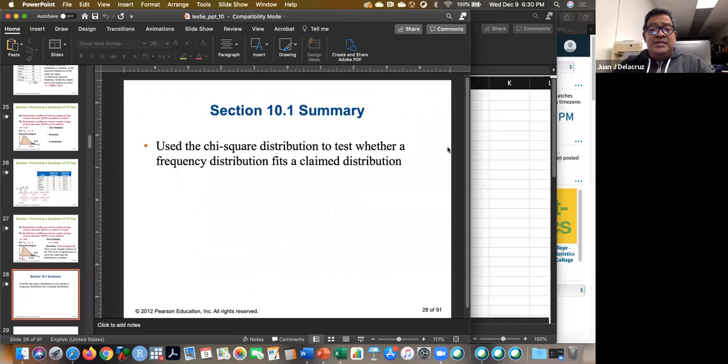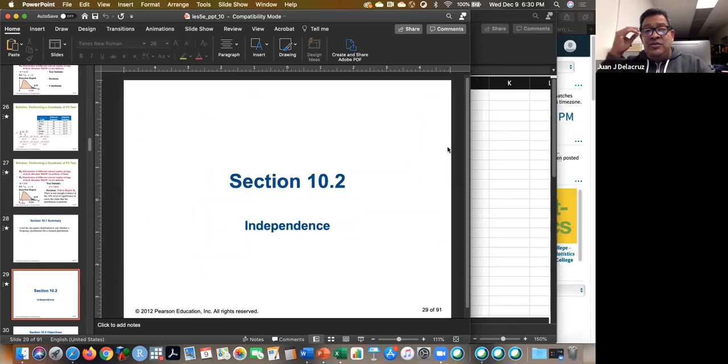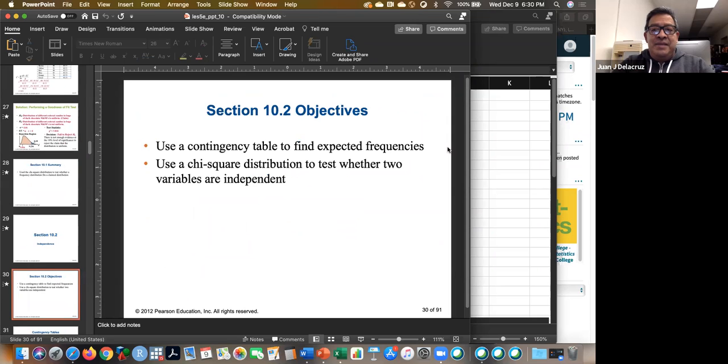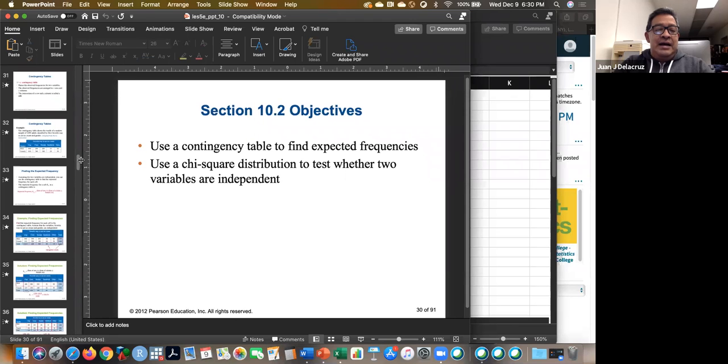Then we start analyzing our second case, which is for independence. Independence is a very important test. You want to know that one variable is not a combination of the other. So we want to know that all these variables are independent, so that the occurrence of one doesn't affect the occurrence of the second.